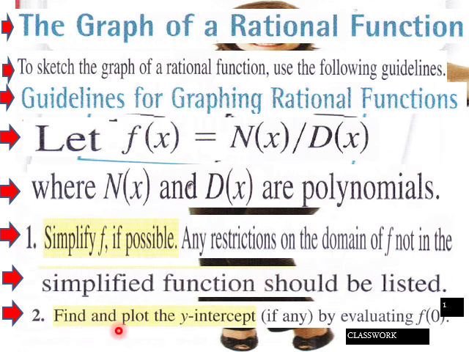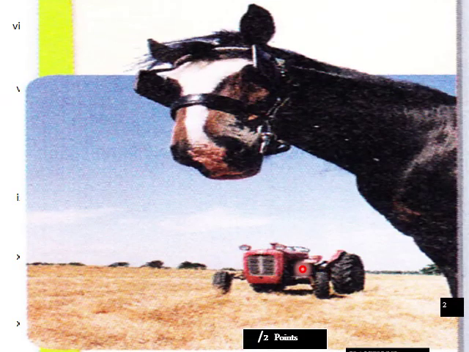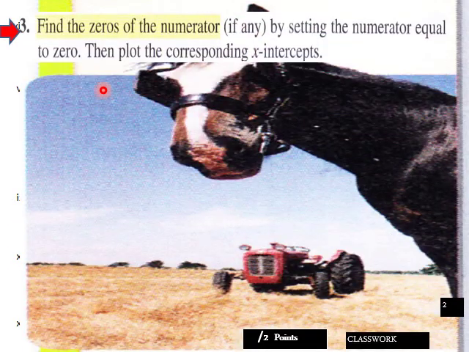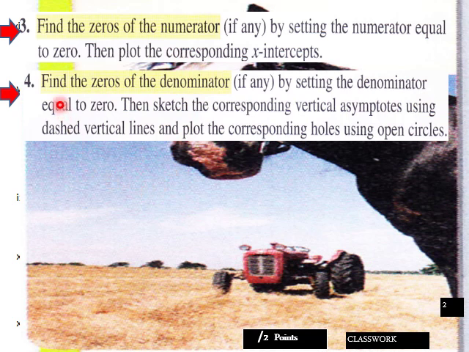And then 2, find and plot the y-intercept, if any, by evaluating f of 0. So let x equal 0, then see if you have any y-intercepts. After you try that, find the zeros of the numerator, if any, by setting the numerator equal to 0, then plot the corresponding x-intercepts. So your x-intercepts will be the zeros of your numerator. And then number 4, find the zeros of the denominator, if any, by setting the denominator equal to 0.